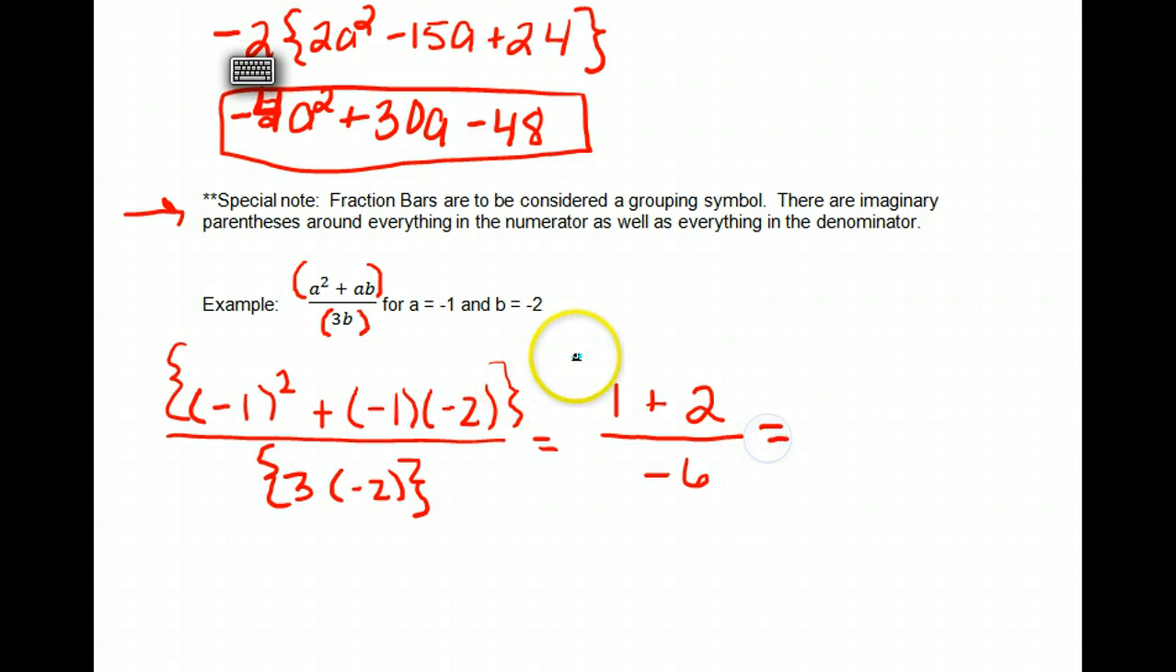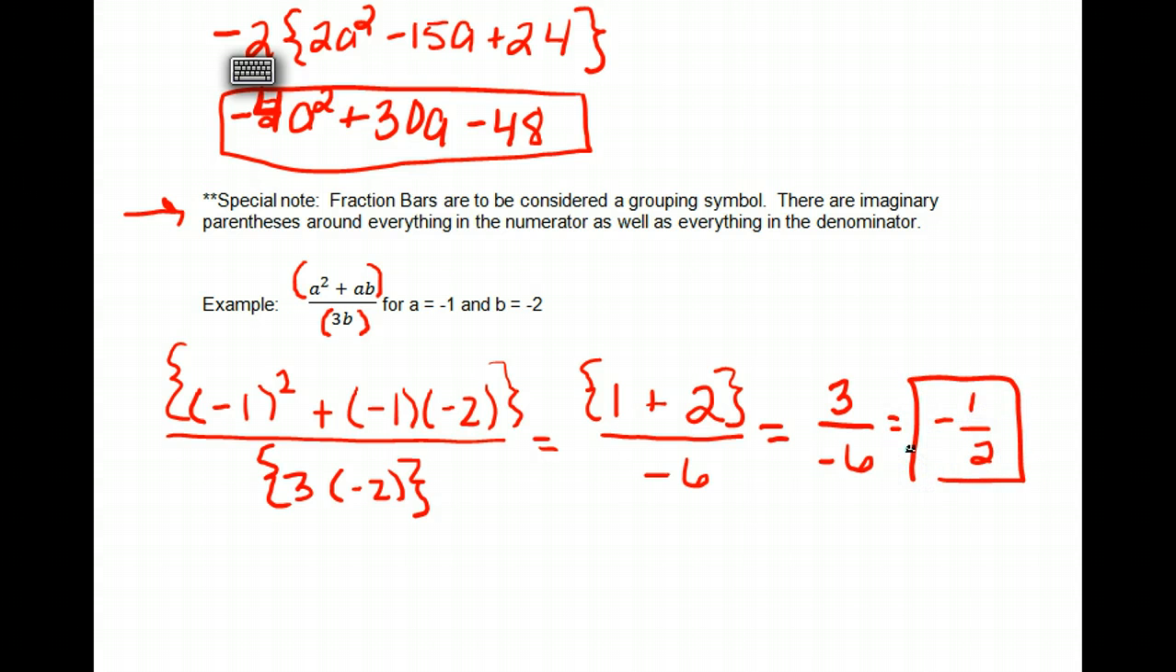We still are not done simplifying this numerator because we still have those imaginary grouping symbols there. We have to finish this addition. So we have 3 over negative 6. This is now a fraction that you should recognize that can be simplified. So 3 over 6 will simplify to 1/2. So your answer here is negative 1/2.